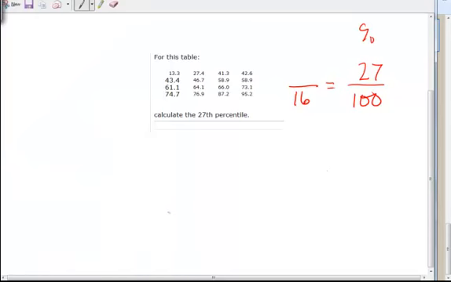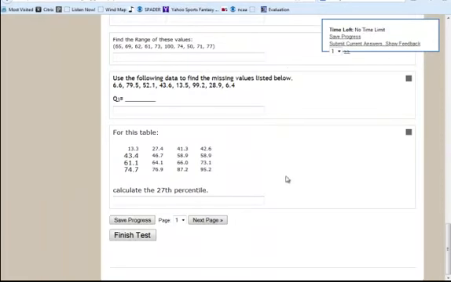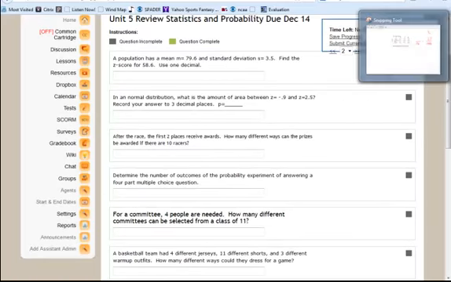So we would start counting. This one's the first one, second one, third one, fourth. You want the one after the fourth one. Since they're arranged in order, you can just list that number as the 27th percentile. Next one, calculate the z-score.